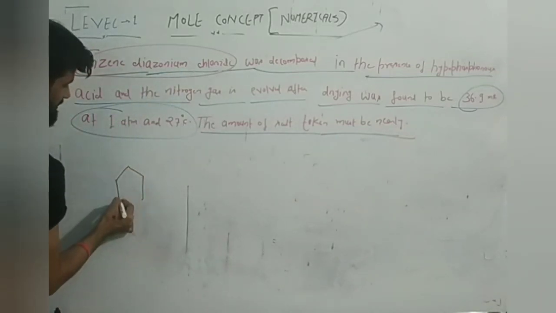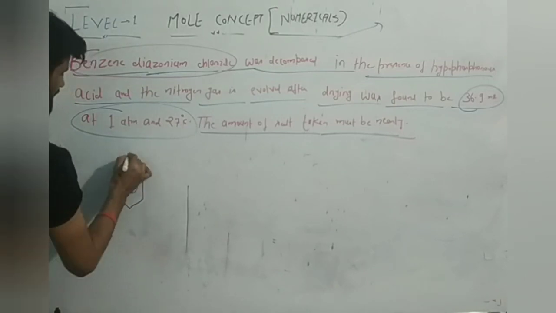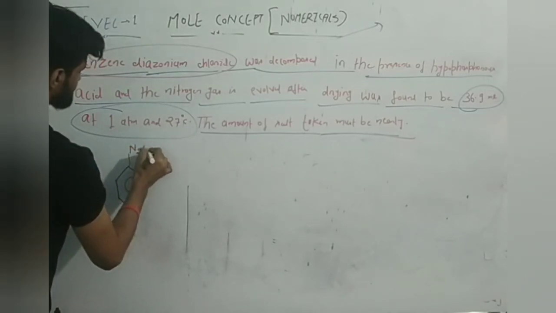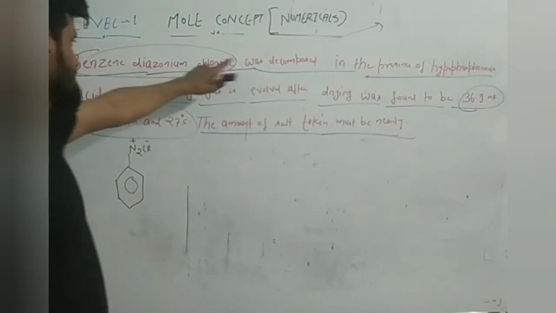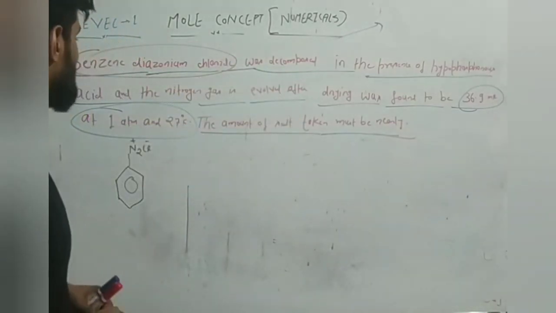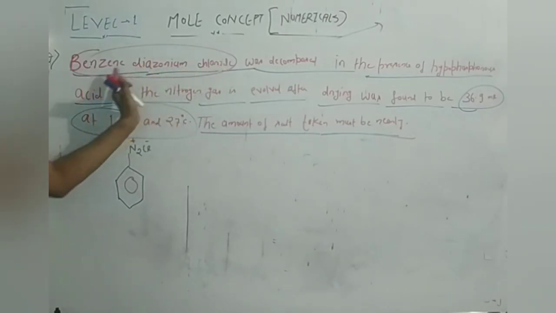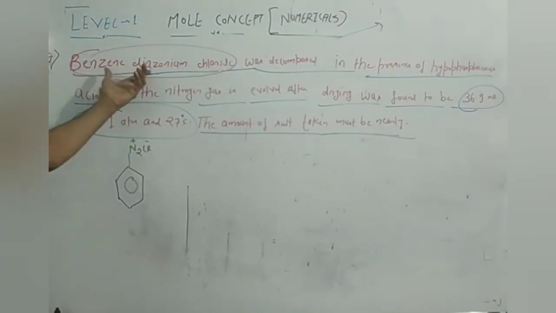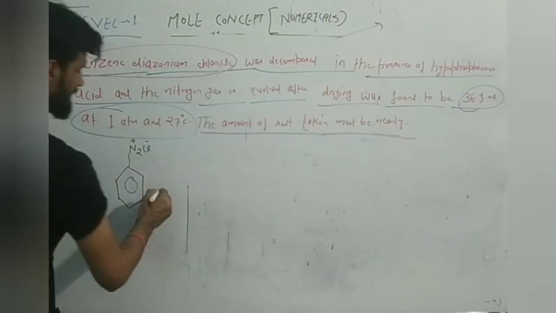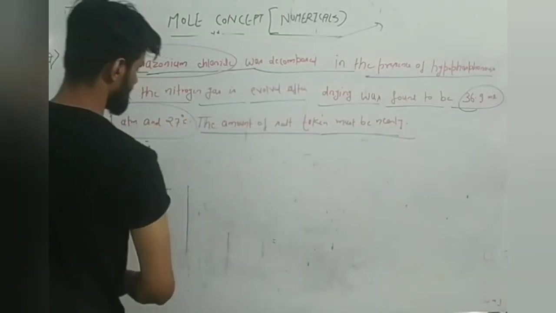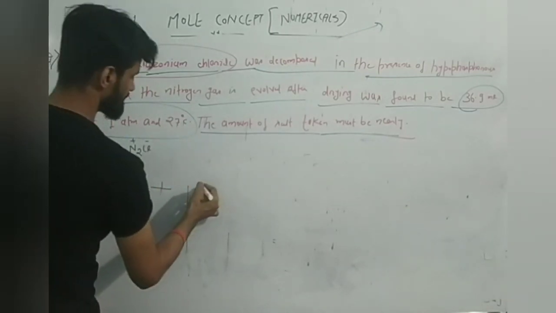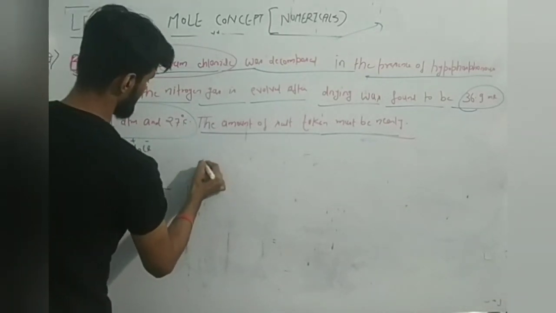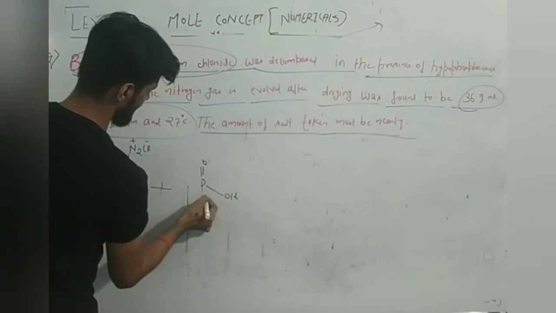If you study organic chemistry in class 12, you will have to study the preparation method of benzene diazonium chloride. It is one of the important concepts. You will see in which way we form it. Benzene diazonium chloride is reacted with hypophosphorus acid. I am just making the structure of hypophosphorus acid. If you see the hypophosphorus acid, it will look like that.